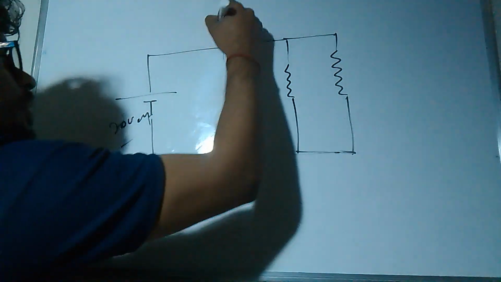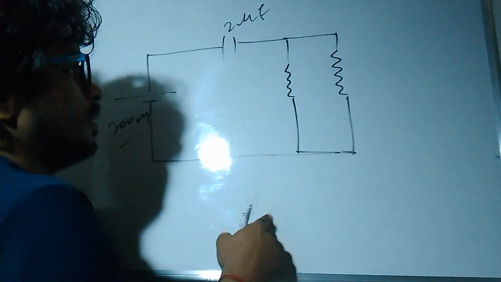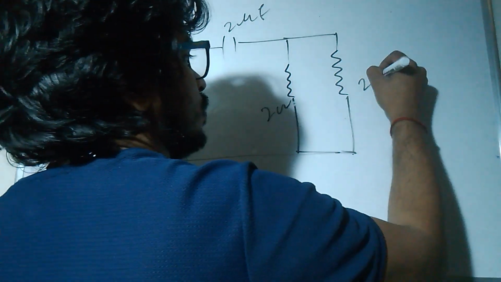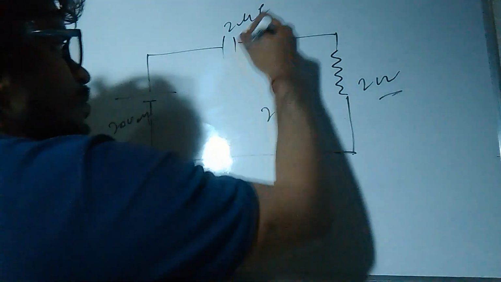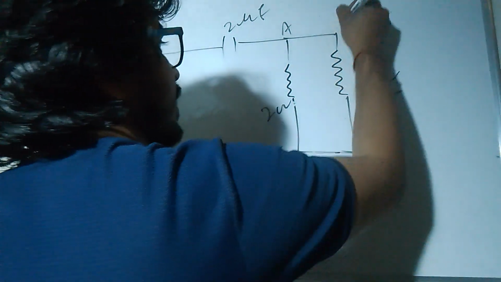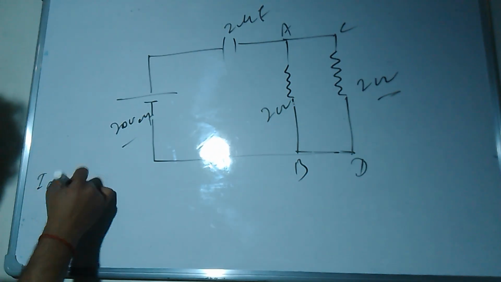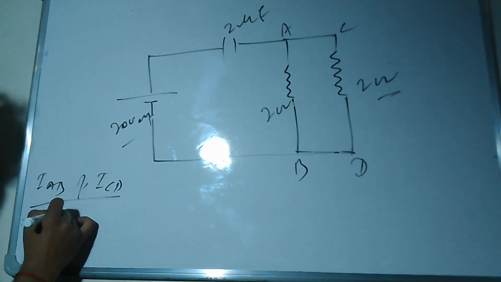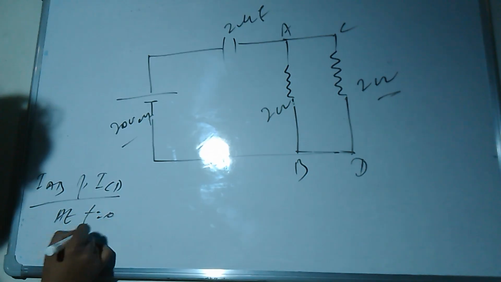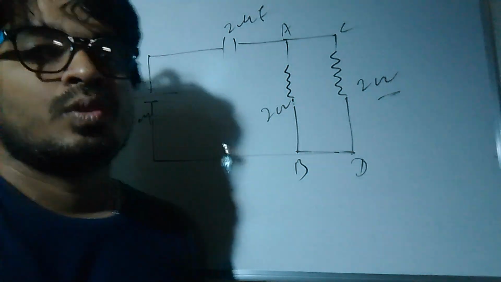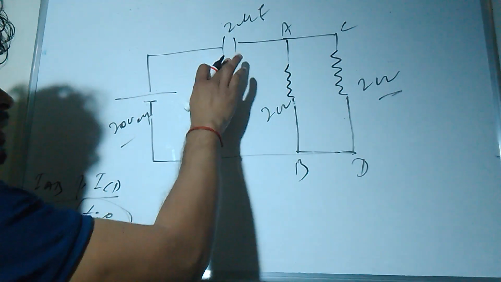This is 20 volt, this is 2 microfarad, and this is 2 ohm, and this is 2 ohm. The question is asking you the current across AB and CD, at t equal to 0 and at t equal to infinity. So at t equal to 0, this capacitor will be a short circuit, a closed circuit.